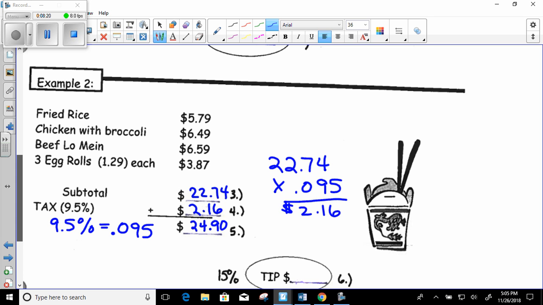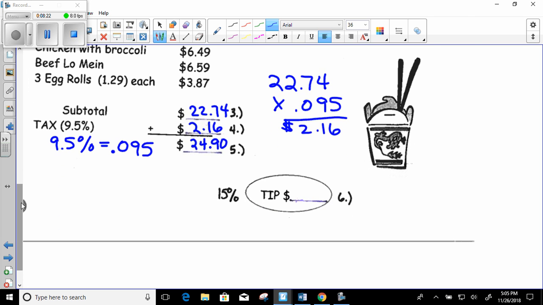Now we're going to leave a 15% tip. When you go out to dinner, you need to leave a tip for their service. Again, the average tip is usually 15 to 20%, but for this example, we're going to use 15%, which is the same thing as a 0.15. So now you're going to take your subtotal, which is $24.90. So $24.90 times 15%. And the tip you're going to leave is $3.74. So that is exactly 15%. Most people will round to $4.